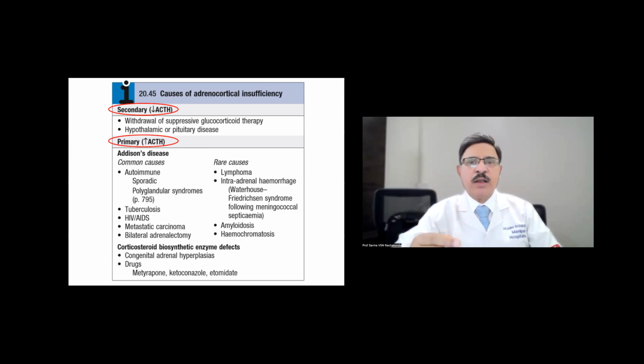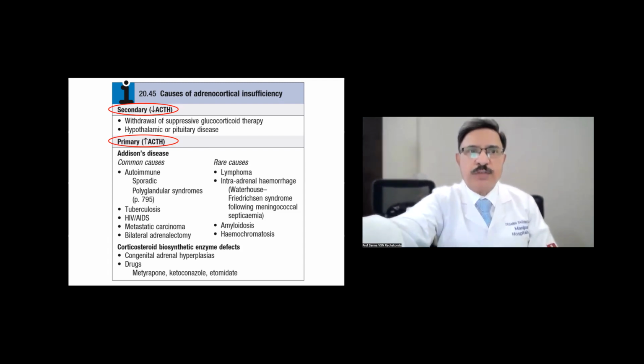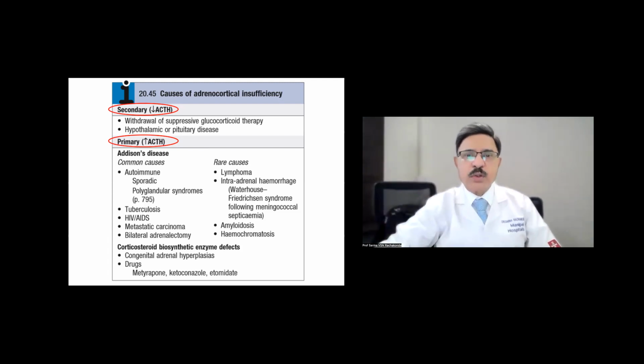Rare causes are lymphoma infiltrating the adrenals, intra-abdominal hemorrhage. This is very important. Sudden intra-abdominal apoplexy or hemorrhage is called Waterhouse-Friderichsen syndrome, following meningococcal septicemia. One of the rare but very life-threatening complications of meningococcemia is Waterhouse-Friderichsen syndrome. Amyloidosis is a rare cause. Hemochromatosis also is a rare cause.